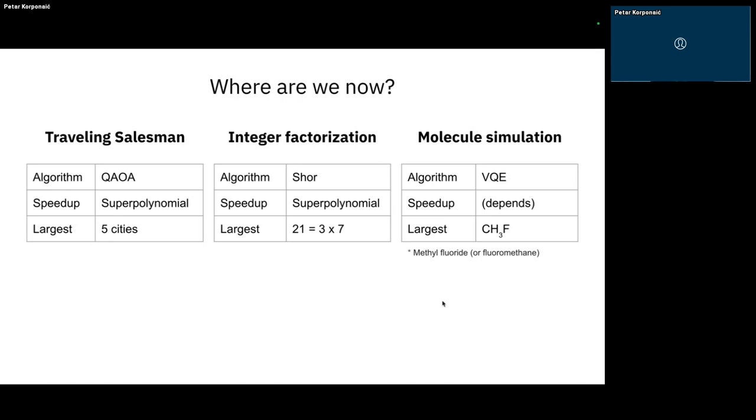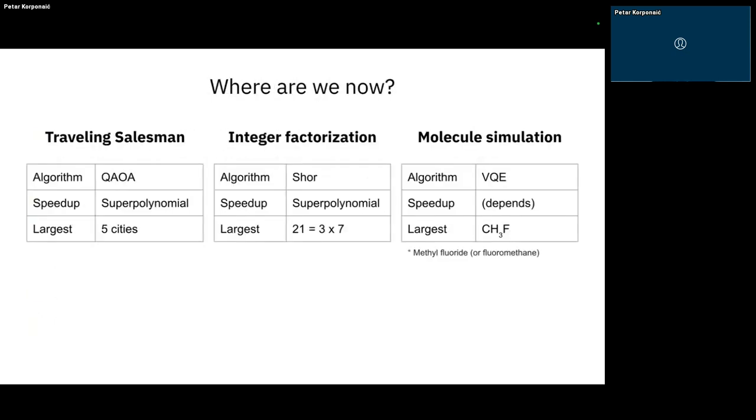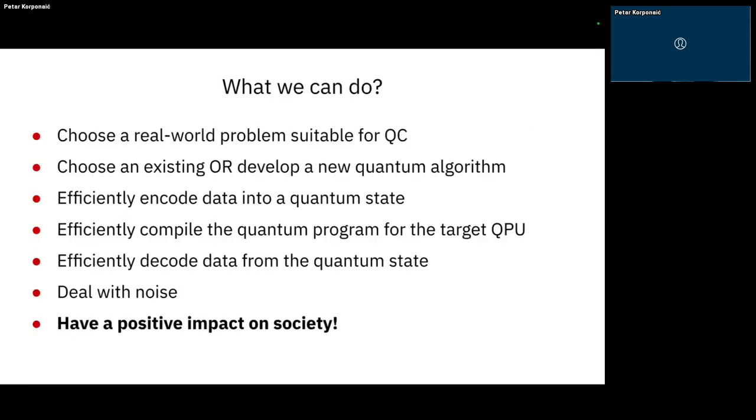Okay, what can we do to help these results be better? This is the question. So what can we do? First of all, it's important to choose a problem suitable for quantum computing, because not all problems are suitable for a quantum computer. So it's important to choose the problem, and it's important to choose a real world problem.